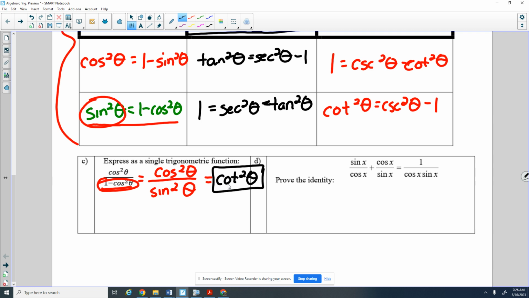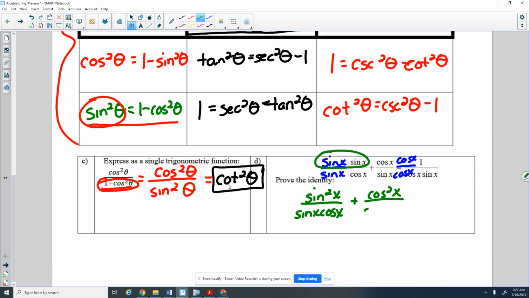The next one is proving, which means I need to do something to both sides of the equation until they become the same thing. So first I notice I have fractions on the left side, and I know to simplify adding fractions, I need a common denominator, which would be sine x cosine x. So my first fraction is missing sine x. My second fraction is missing cosine x. So when I multiply sine by itself, I get sine squared x. And then this is over sine x cosine x plus cosine squared x over sine x cosine x.